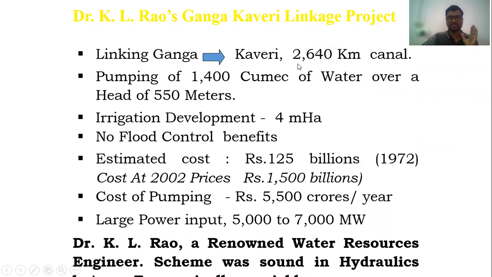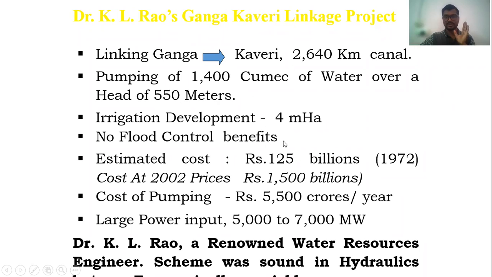2640 kilometers, with a canal of 2640 kilometers these two rivers could be connected to each other. It requires the pumping of about 1500 cubic of water over a head of 550 meters. At a head of 550 meters, a quantity of 1400 cubic has to be lifted. Irrigation development is about 400 million hectares. Benefited area for the irrigation is about 4000 million hectares.